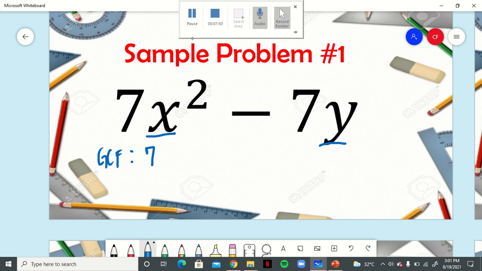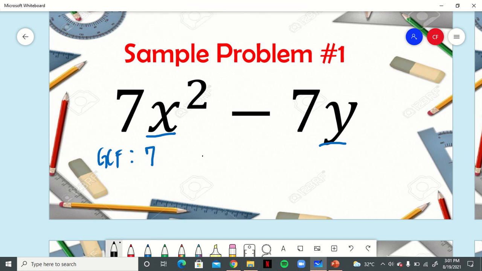Okay, now, para makuha yung factor, syempre, i-divide natin yan. 7x squared divided by 7 equals 7 divided by 7, that is 1, x squared na lang. Okay, next, 7y divided by 7, 7 divided by 7 is 1, y na lang. Okay? So, bali matitira dito is x squared plus y.